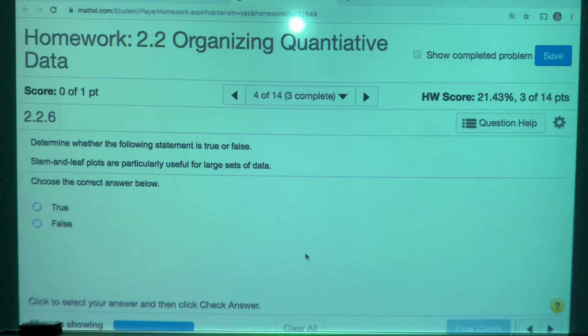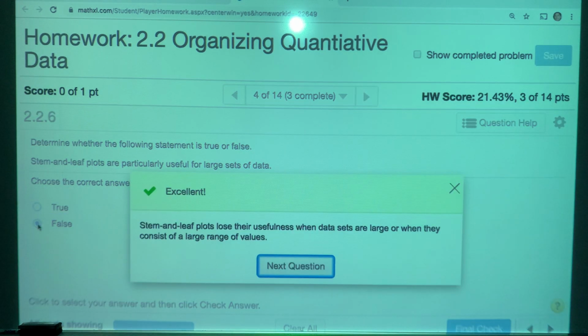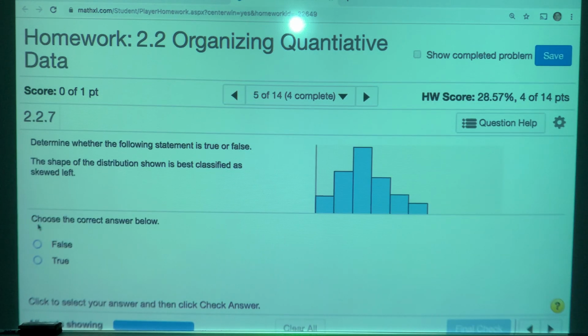Okay? Now, this one you're not going to have any clue about. You're going to see it later. I'll possibly refer to it later. They ask you true or false, stem and leaf plots are particularly useful for large sets of data. Now, we have yet to see a stem and leaf plot. We will see one later. And the answer is actually false. You'll see why later, and hopefully I'll remember to refer to it. If I don't, just know that they're not good for dealing with large sets of data.